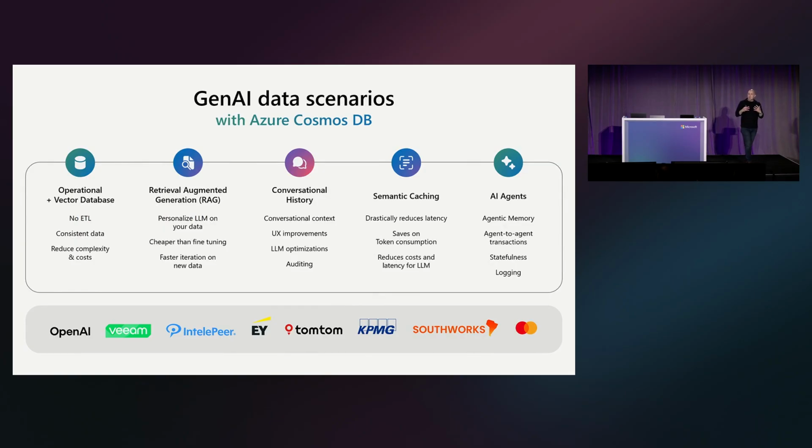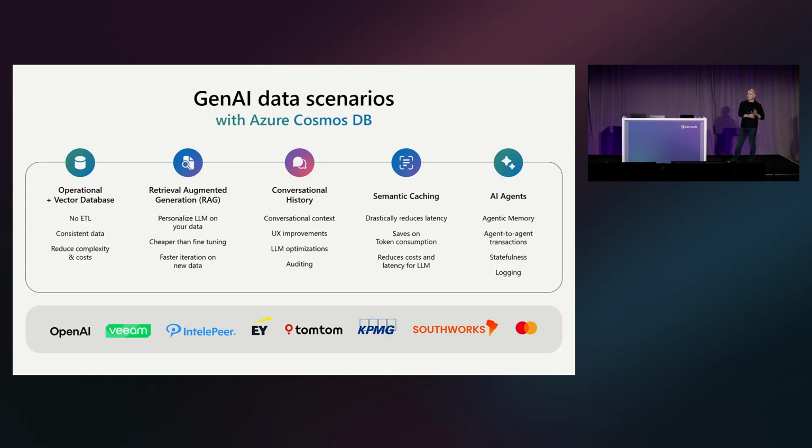So quickly, let's talk about some generative AI in data scenarios. What we'll hear today from Veeam is how they're using Cosmos DB to store their operational and search data alongside their vector embeddings. This enables them to run semantic search on Cosmos DB without the need to ETL their data into a search engine or a specialized vector database. So they can keep their data consistent and reduce the complexity of their architecture.